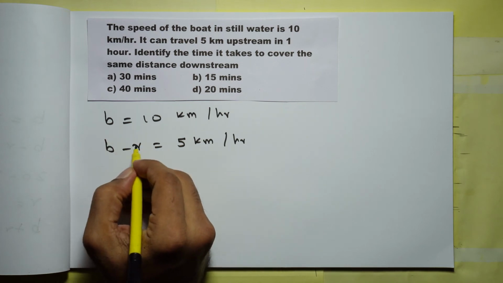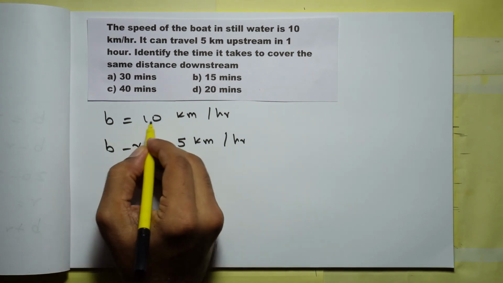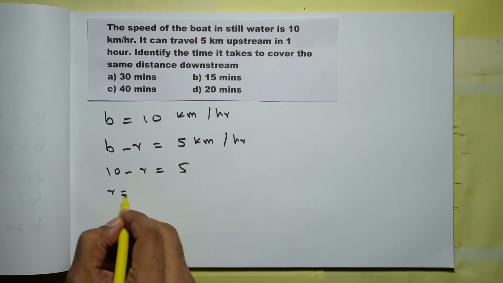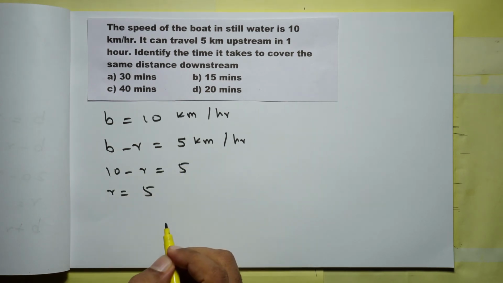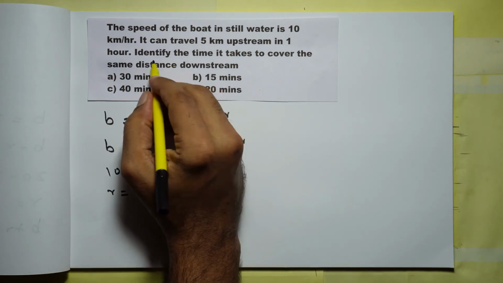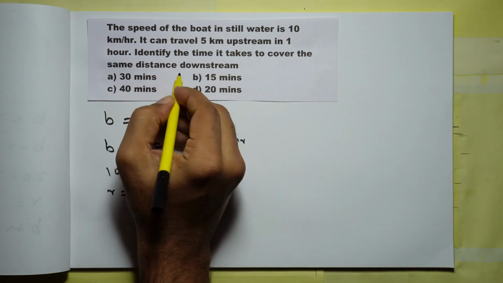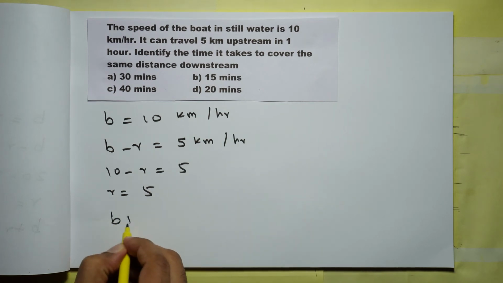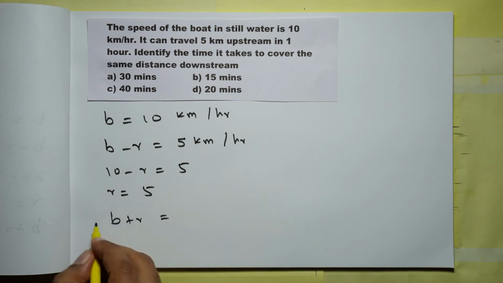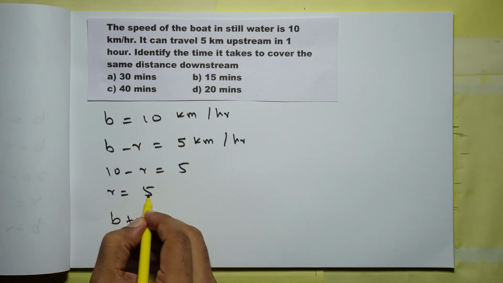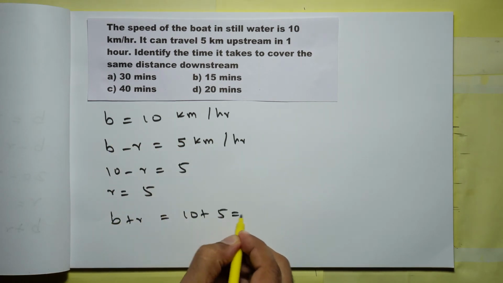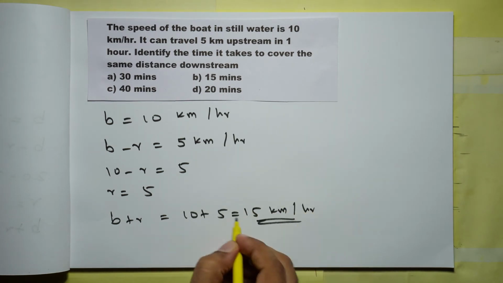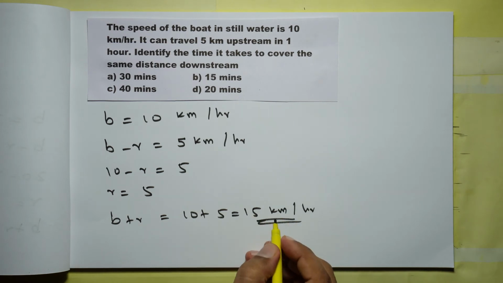So first we'll find out the value of R. We'll substitute B is equal to 10 here. So 10 minus R is equal to 5, from which you will get R is equal to 5 kilometers per hour. Now identify the time it takes to cover the same distance downstream. Now when you are going downstream, effective velocity will be B plus R. So that will be B is 10 plus R is 5. So 10 plus 5 gives you 15 kilometers per hour. So this is the downstream speed. B plus R is 15 kilometers per hour.